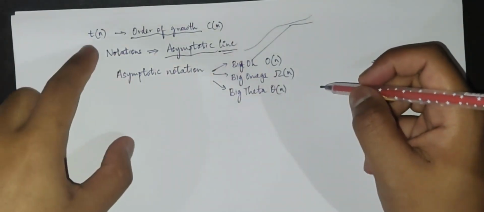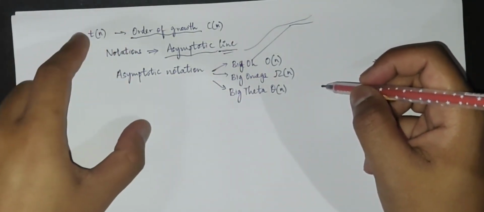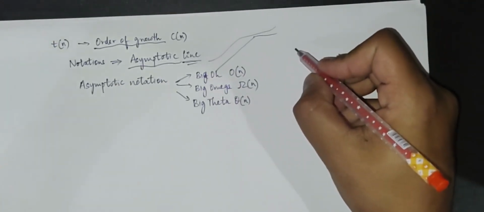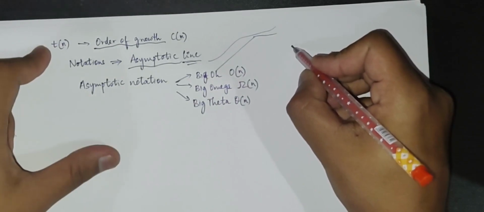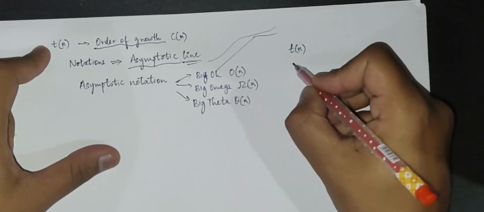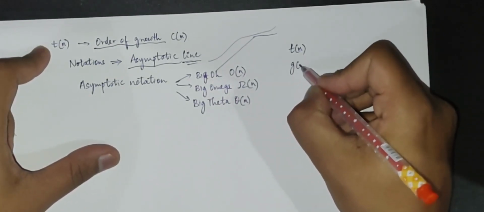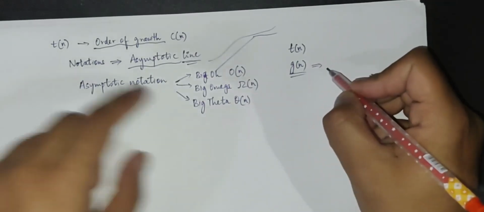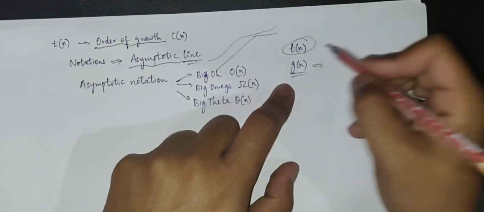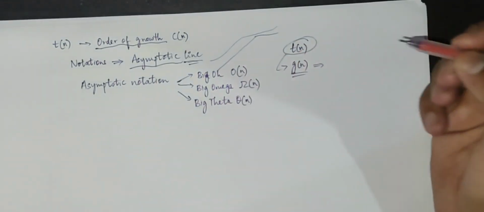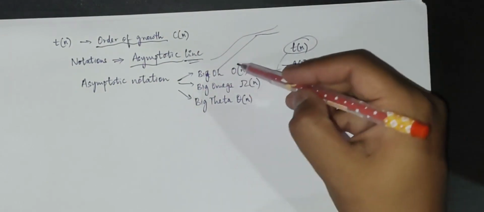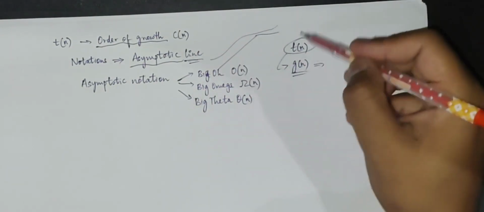Now, if we want to see how the algorithm's efficiency is, then we should have some other function to compare it with. So if t of n is our algorithm's efficiency, then we would need one more function. Let's call it g of n. So this g of n would be some function with which this algorithm's efficiency would be compared. So let's talk about these three notations using g of n and t of n.